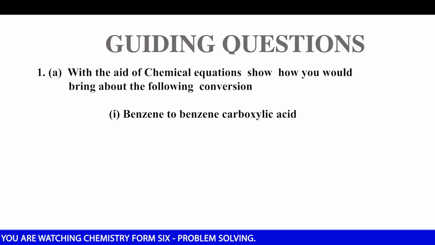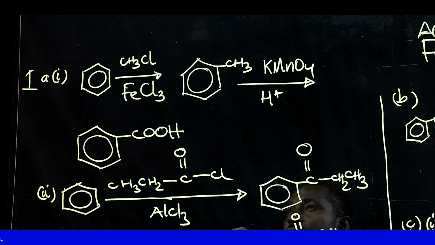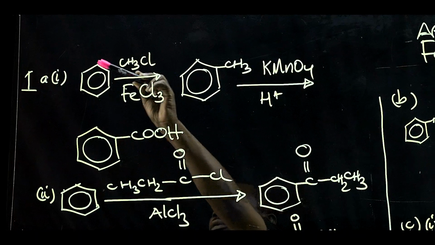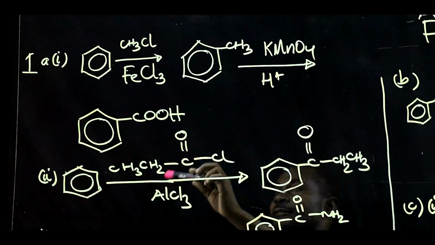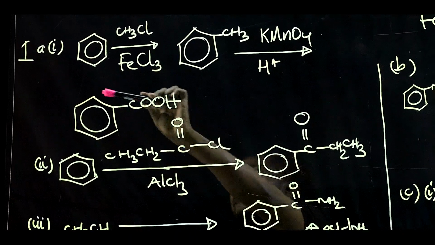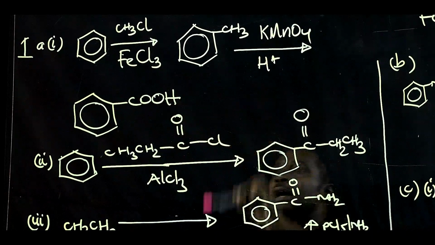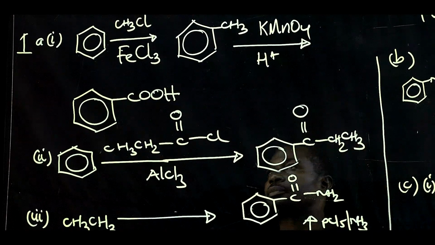Question number 1, A, Roman 1. Convert benzene into benzene carboxylic acid. The symbol which represents the benzene molecule is this one. We are supposed to convert it into a benzene carboxylic acid molecule.